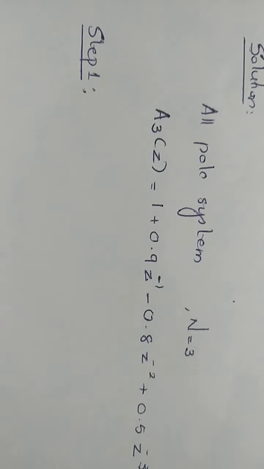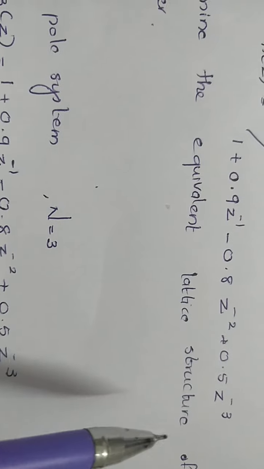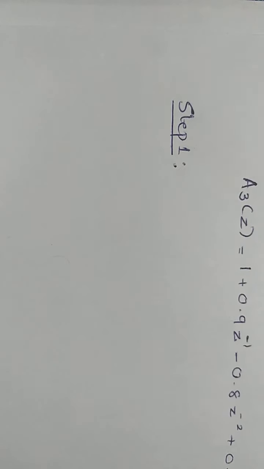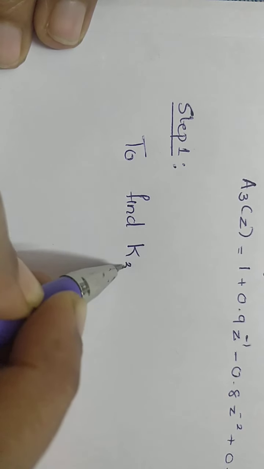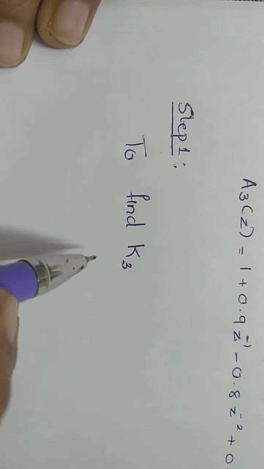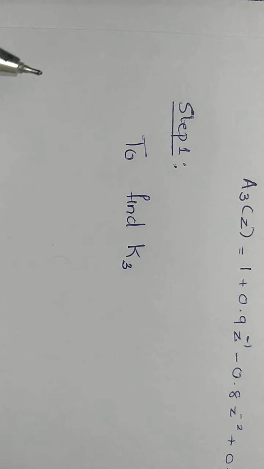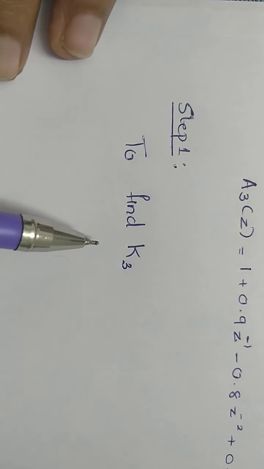Okay, now let's do the problem. The first step: it is a third order system, so we want to find K3. It is a third order system, so the first step is to find out K3, then K2, then K1. If it is a fourth order system, we want to find out K4, then K3, K2, K1. So what is the first step? Your first step is to find out K3.